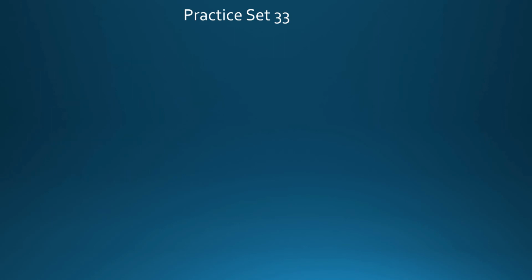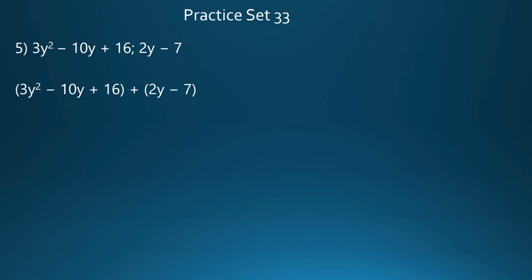Fifth question is 3y square minus 10y plus 16 and 2y minus 7. So we have to add these two expressions. Now we know the next step is to put both the expressions in two different brackets and put an addition sign in between them. So we will have 3y square minus 10y plus 16 in one bracket plus 2y minus 7 in second bracket. Next step is to open both the brackets. So we will have 3y square minus 10y plus 16 plus 2y minus 7.